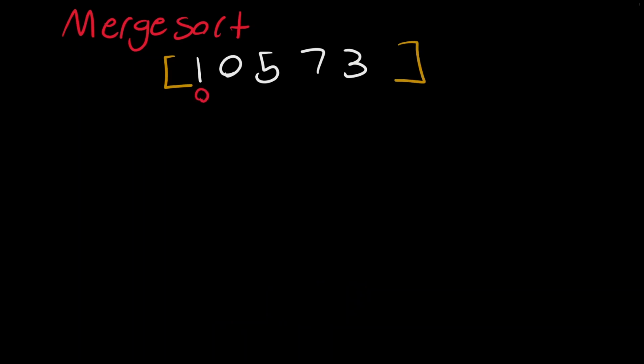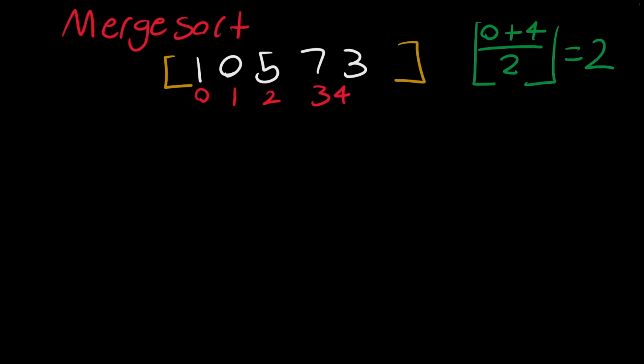So we have the indexes 0, 1, 2, 3, 4. Let's calculate the midpoint. The midpoint is going to be 0 plus 4, so these outer bounds, divided by 2, and we're going to floor that. That's going to be equal to 2. So this is going to be our midpoint.